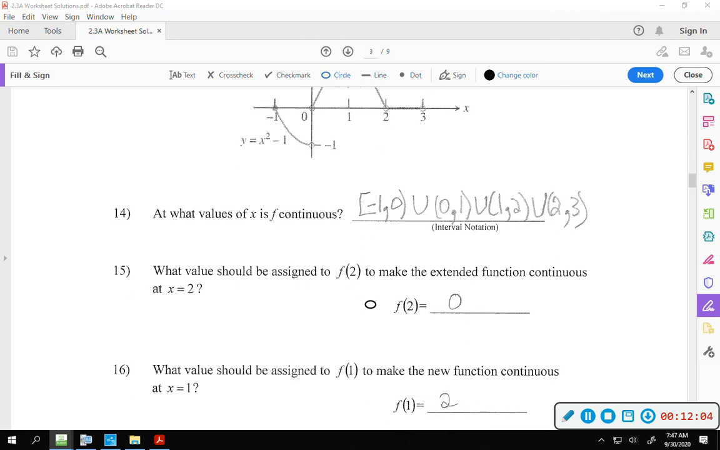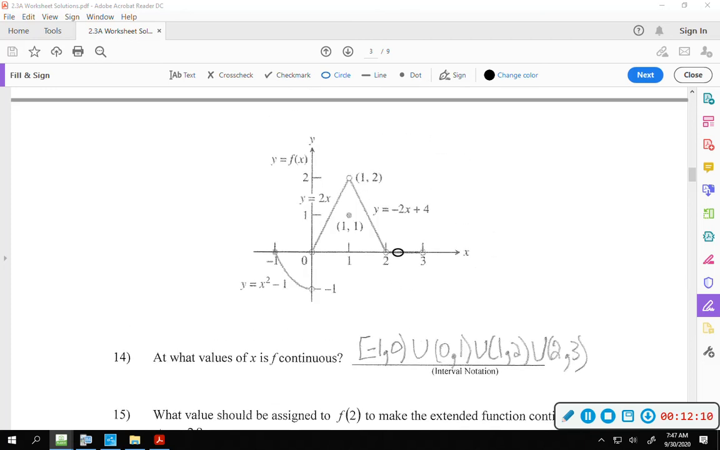What value should be assigned to f at 1 to make the new function continuous at x equals 1? Right now, f at 1 is 1. But if we make f at 1 equal 2, it would take the point from here and put it right here. It would fill in that removable discontinuity and make this continuous.